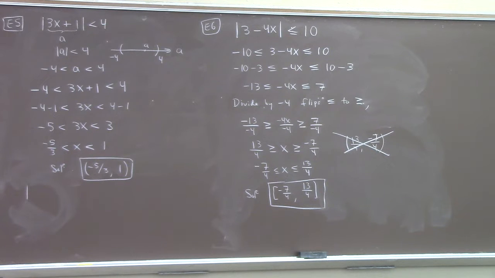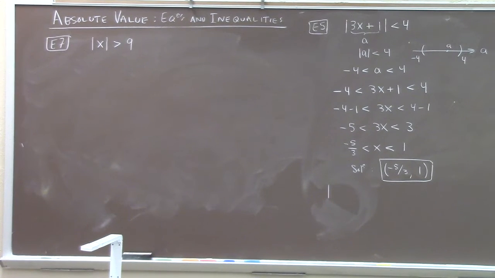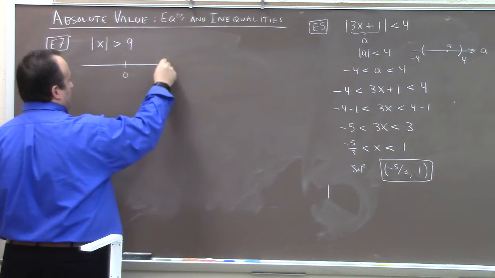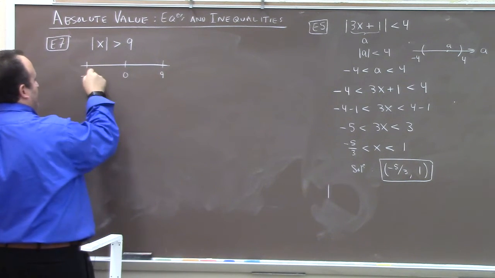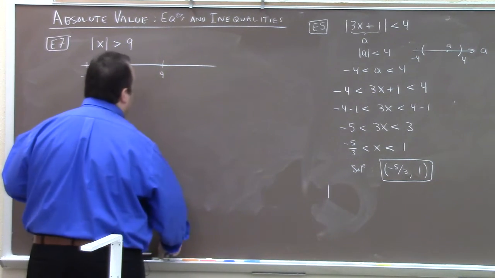So what happens? I want to solve absolute value of x greater than 9. What would that mean in terms of a number line picture? What does that say about x as it relates to the origin on the number line? That says that the distance from 0 to x is at least 9, right? So if I drew a picture of it, here's the origin, here's 9, here's minus 9. It says x could be like over here somewhere, right?